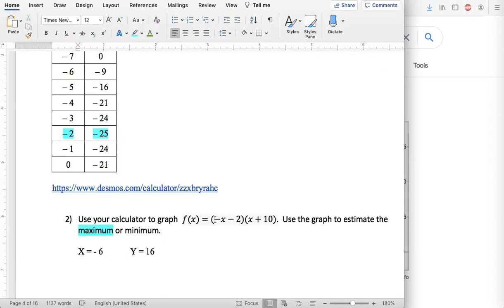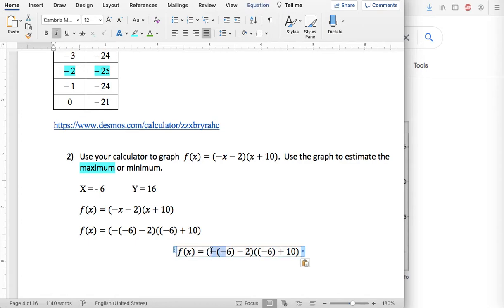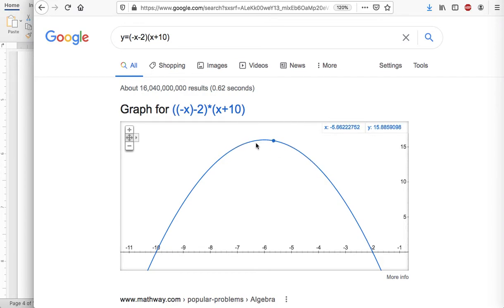If you actually plugged in negative 6 for x here, negative 6 squared is positive 6... Negative 6 plus 10 is 4. Negative 6 minus 2 is also negative 4 in magnitude, so the product gives you f of x equals 16. So this is actually an exact value right here: x equals negative 6, y equals 16. It's just that Google's graphing program does something a little bit different, and so it's an estimate.